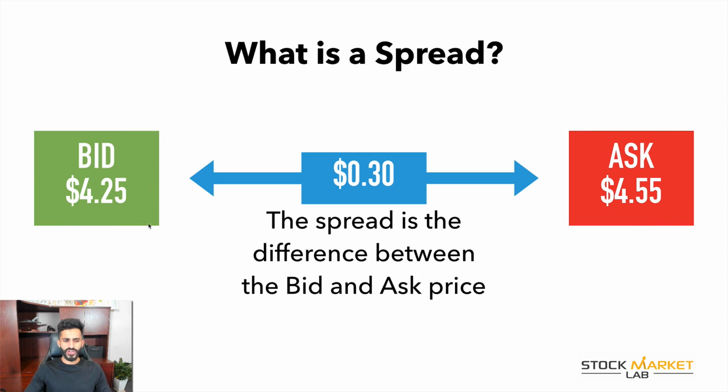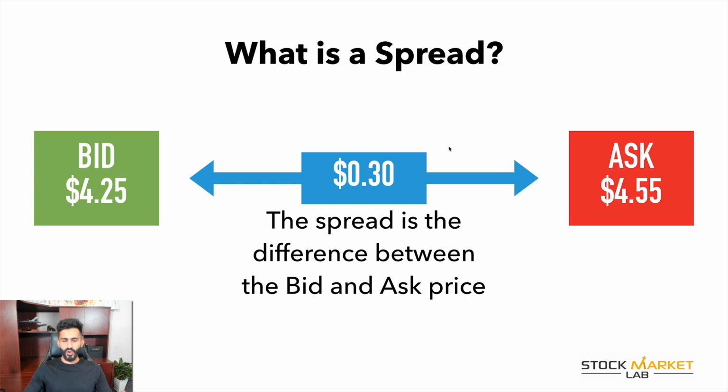So in this situation, the bid is $4.25, the ask is $4.55. So the spread is 30 cents. Now, if the bid was at $4.25 and the ask was at $5.25, then the spread would be $1. Now, understanding the spread is very, very important.